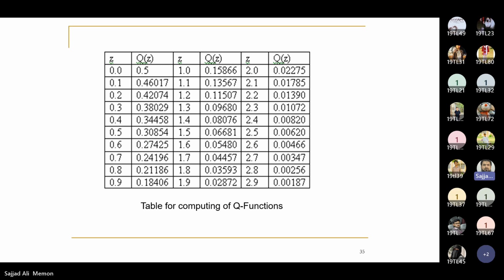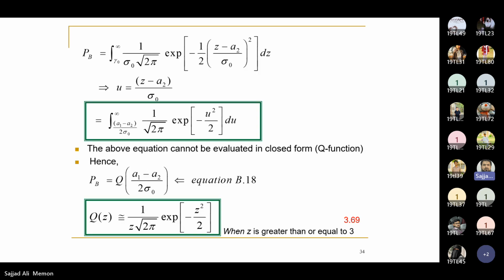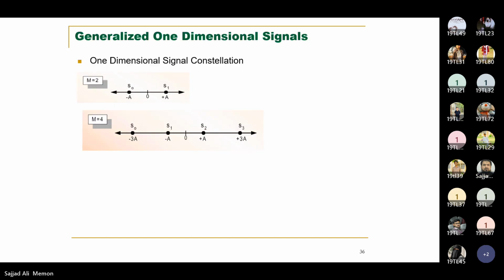So this is the table for computing Q functions. If Z is 0.0, then Q of Z is 0.5. Similarly, you can have the values up to 2.9, because when Z is 3 or greater than 3, you can use this expression that you can solve.